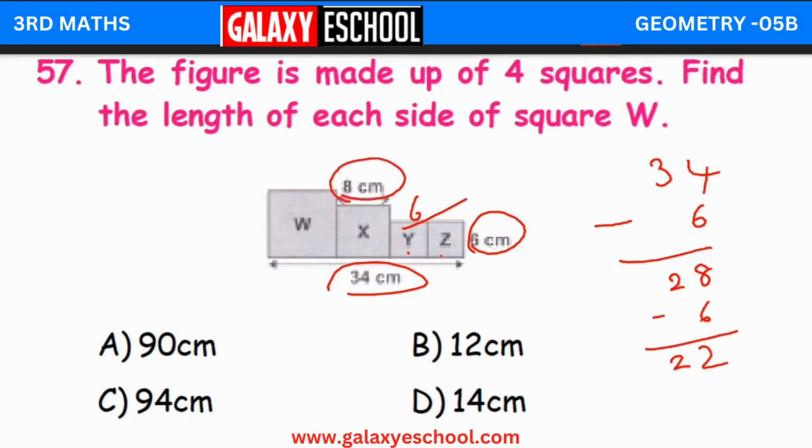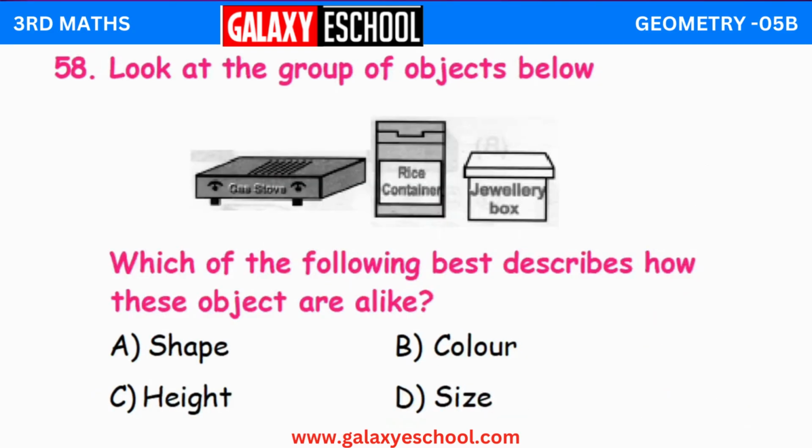Again, the length of square X is 8 centimeters. So 22 minus 8 is equal to how much? 14. So what are we left with, children? 14 centimeters. So what is this? The 14 centimeters is nothing but the length of each side of our square W. I hope this is clear. Option D, 14 centimeters becomes our correct answer.